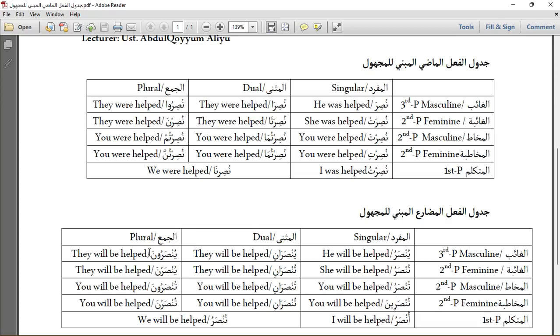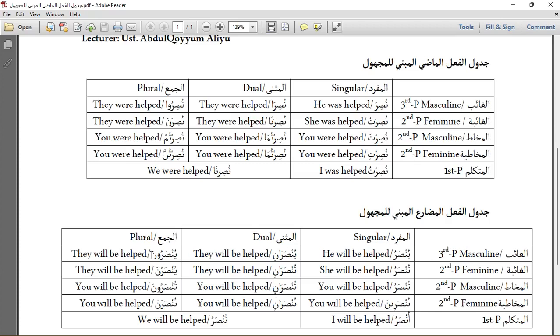Then we have yunsaruna for the third person masculine form of the plural verb. Yunsaruna, they will be helped. Yunsarna for the feminine. Note this nun is nun niswa, not the kind of nun that we have here. Then we have tunsaruna as the second person form of the verb, and we have tunsarna for the female, and nunsaru for the plural form of the mutakallim. So these are the mudari' verbs.